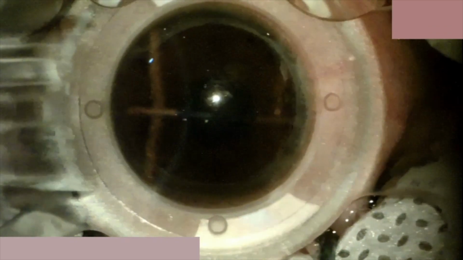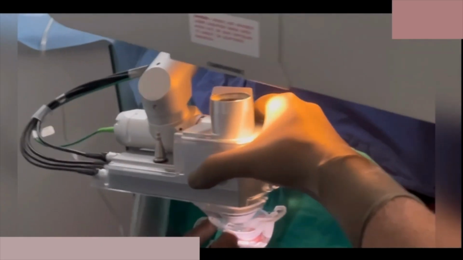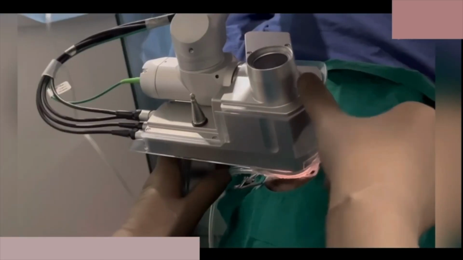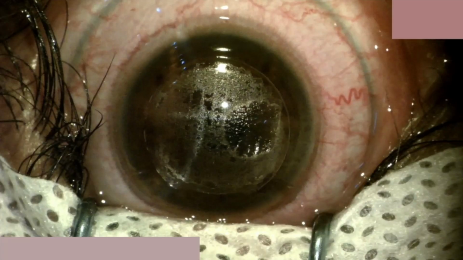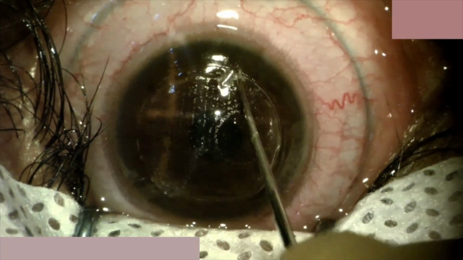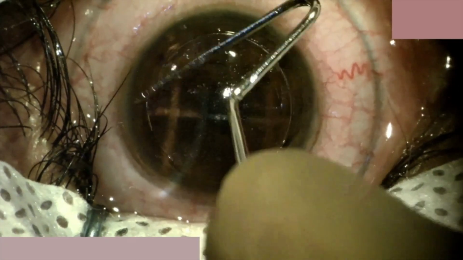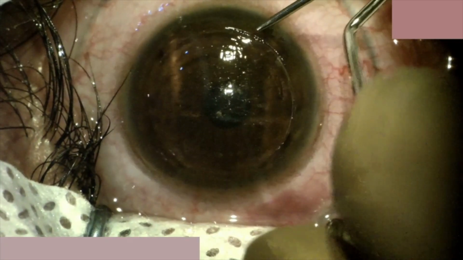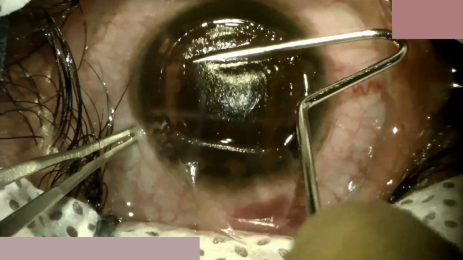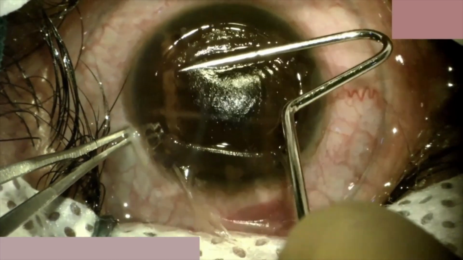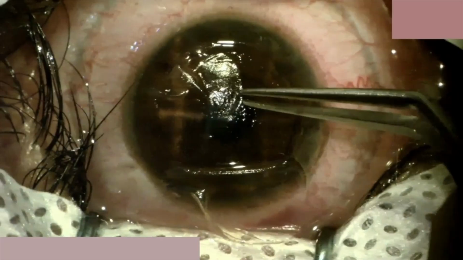The suction ring was centered over the pupil and suction was applied. The docking procedure was initiated and a 120 micron flap was made with the femtosecond laser pulses. A spatula was passed across the flap, starting at the hinge and sweeping inferiorly. The flap was gently lifted up. The lenticule was carefully separated from beneath and removed in toto.